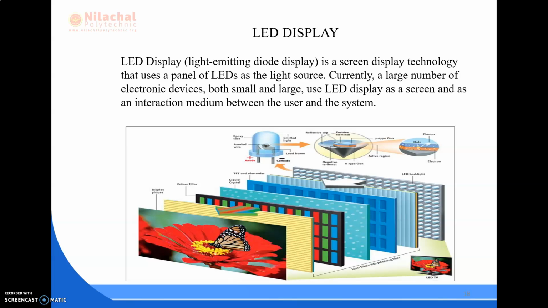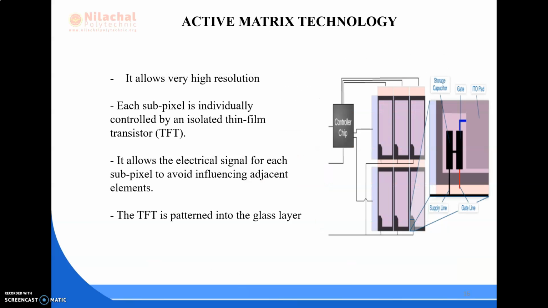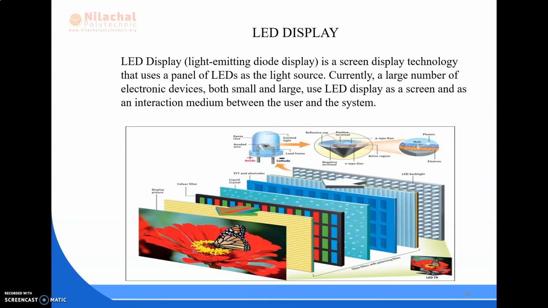Besides that, we have an additional transistor here, and this is known as TFT. We have discussed this in our active matrix display, that is the thin film transistor. In LEDs, each and every pixel is controlled by one transistor. So this is the LED display. Currently, a large number of electronic devices, both small and large, use LED display as a screen and as an interaction medium between the user and the system.